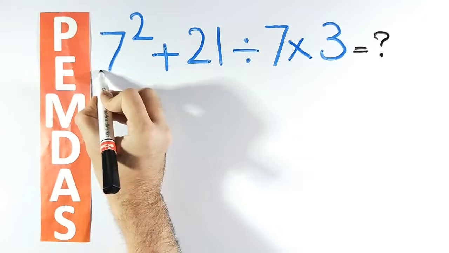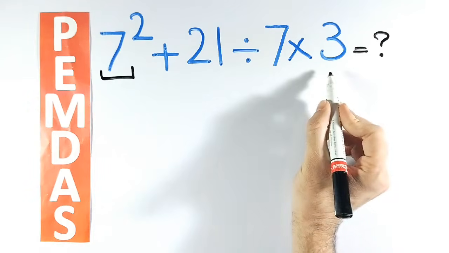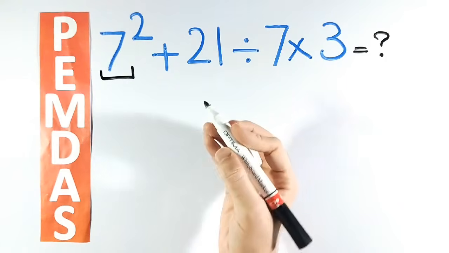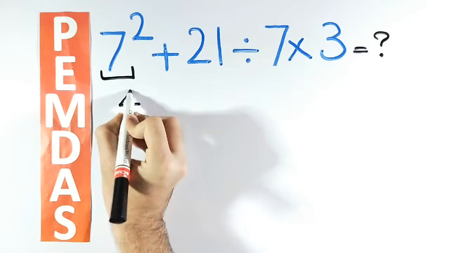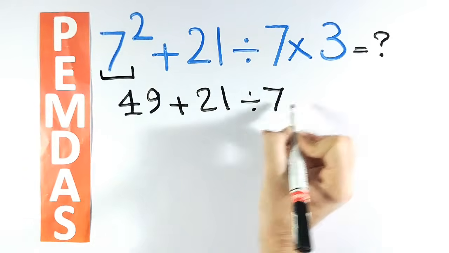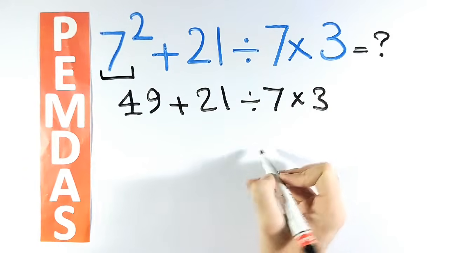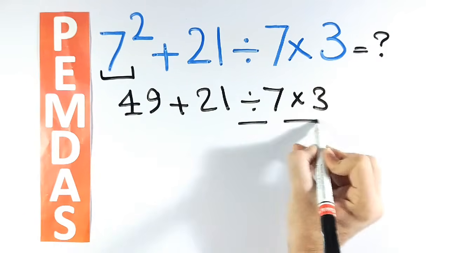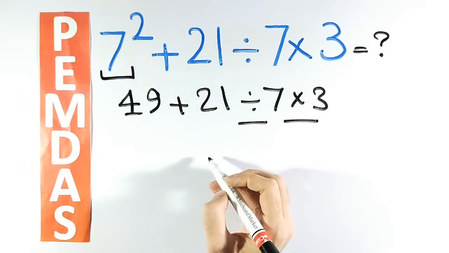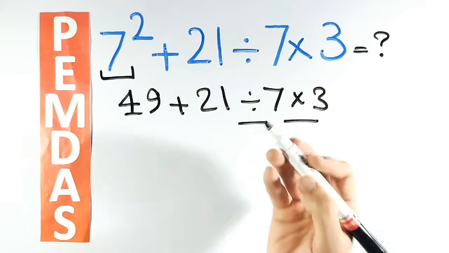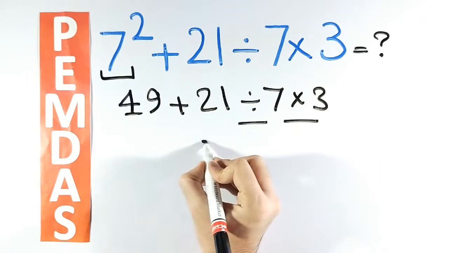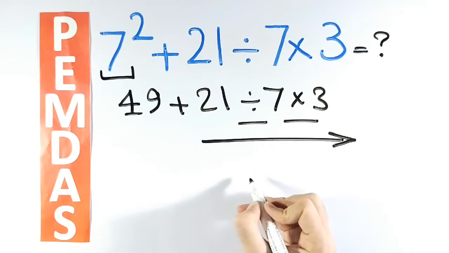According to the PEMDAS rule, first we go for the exponent, because in this expression, exponent has the highest priority than the other operations. So, instead of this expression, we can write 49 plus 21 divided by 7 multiplied by 3. And the next step, we move on to the division and multiplication, because these two operations have a higher priority than addition. However, it's very important to note that multiplication and division have the same level of priority, and we must perform these two operations from left to right.